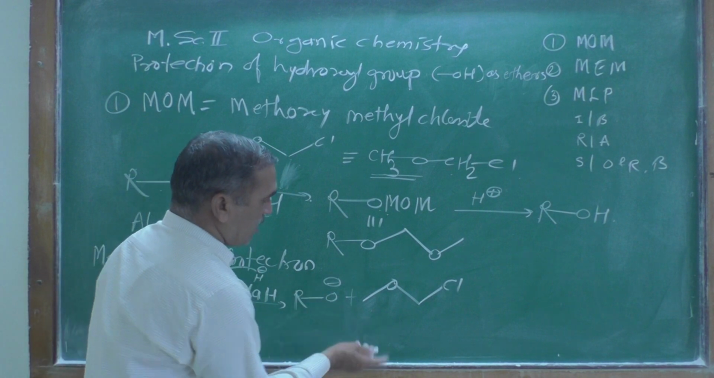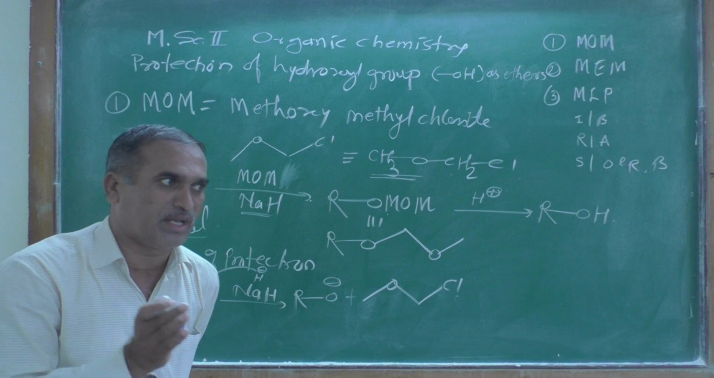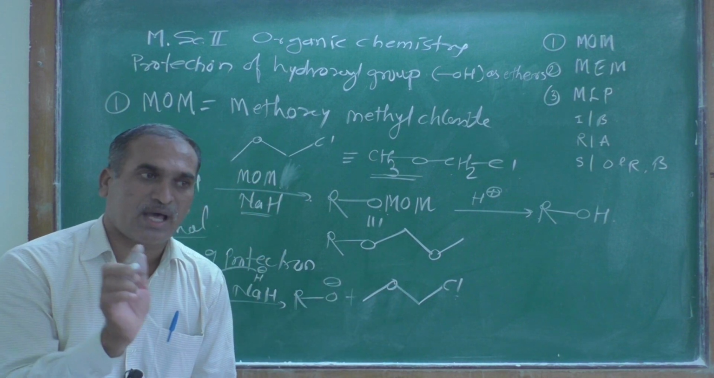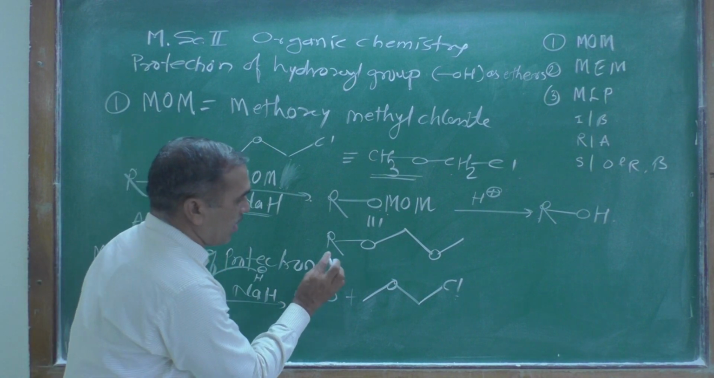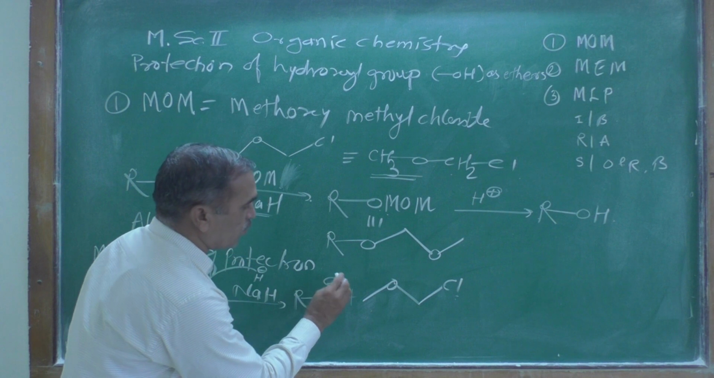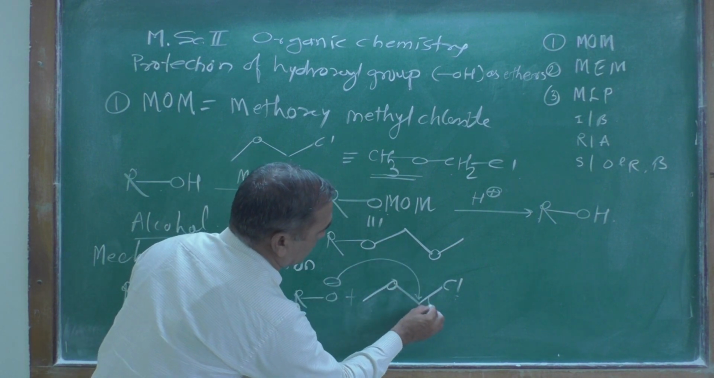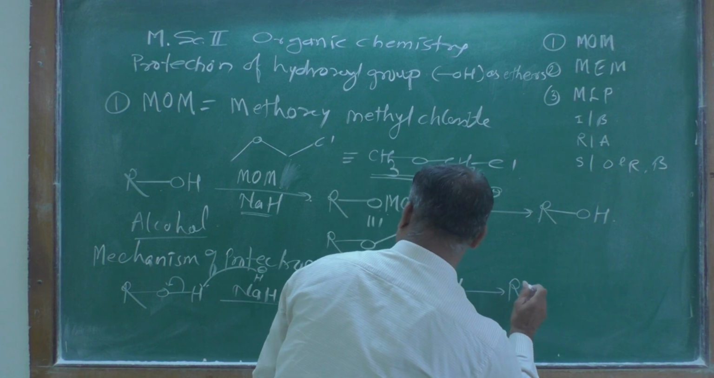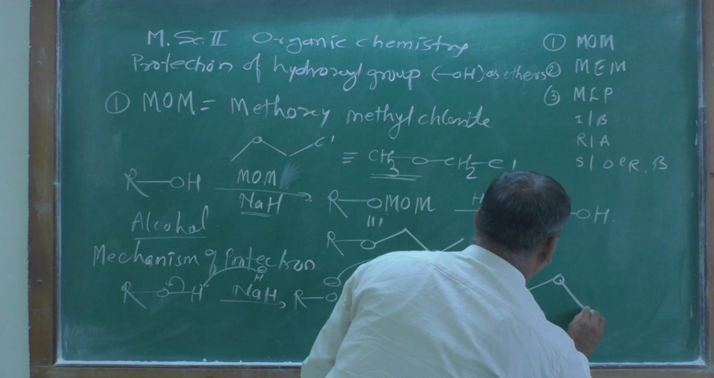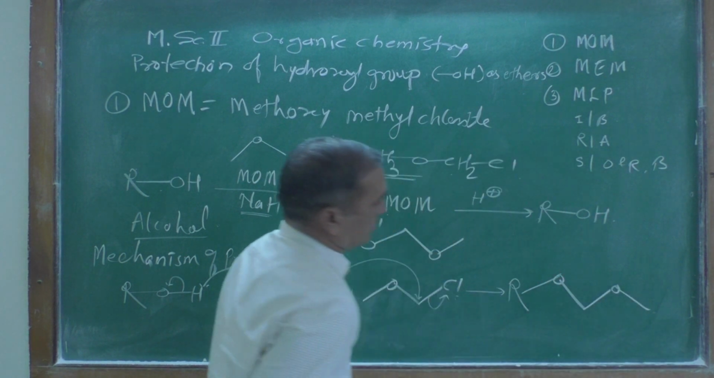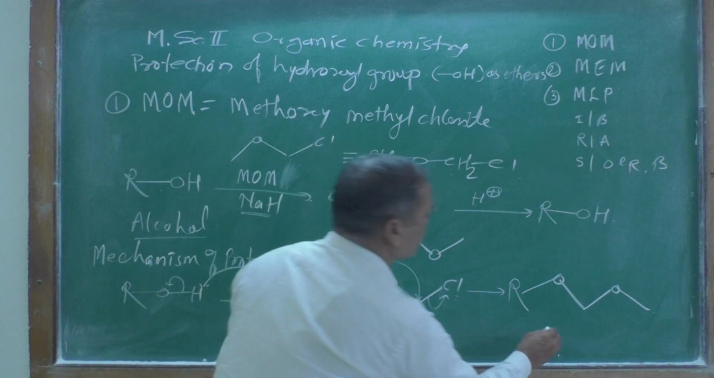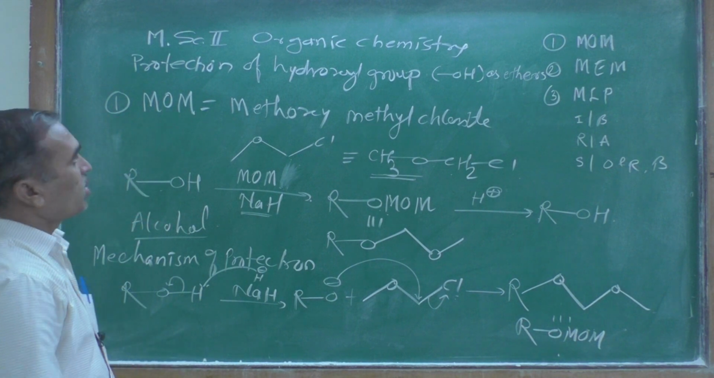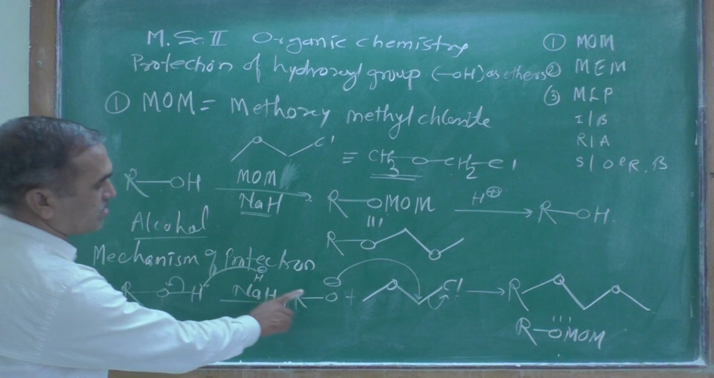Now as we know, the chlorine atom is more electronegative in nature, and it pulls the electron density from the carbon atom, and this carbon atom becomes electron deficient. Therefore this negative charge, this nucleophile, is going to attack this carbon atom, and there is a departure of the chloride, and the resulting compound obtained will be R, O, then this O, and this is the protecting group, or in short we can write R O M O M, right? This is the mechanism of protection.